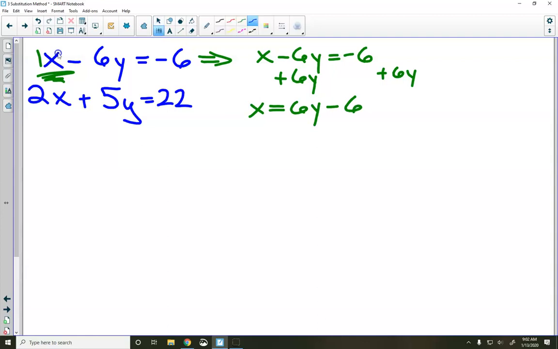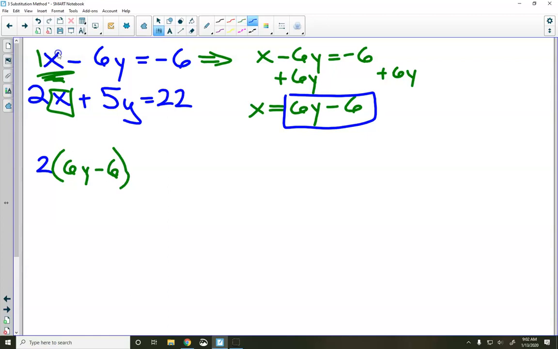And now I can start to solve this problem. I can take this and substitute it into the second equation for x. So I have 2 times, now remember, when you substitute in a quantity, you want to substitute in parentheses. 6y minus 6, plus 5y equals 22. Okay?